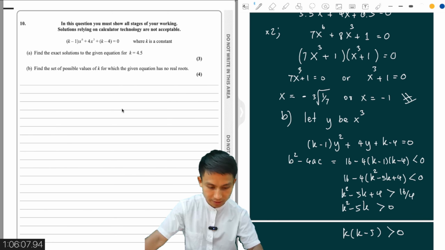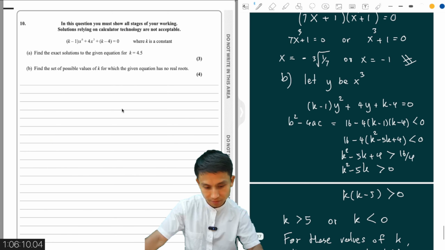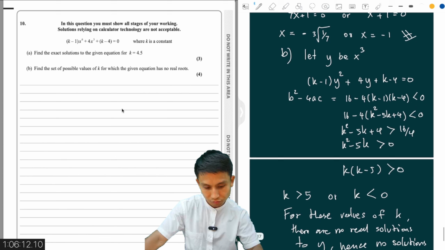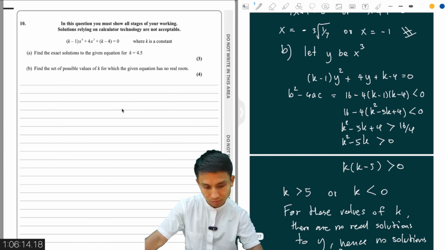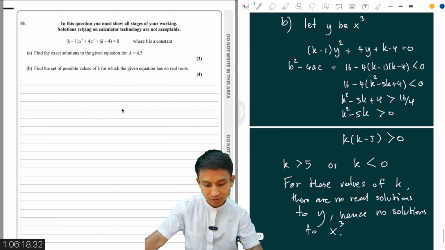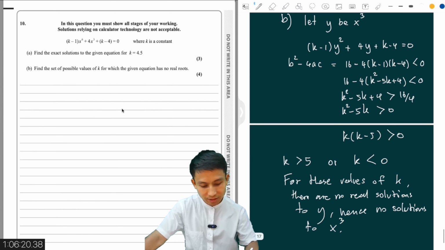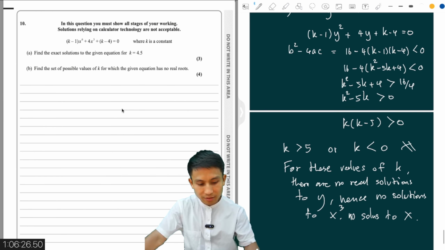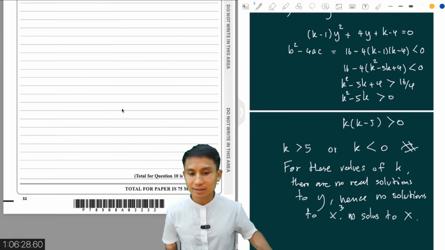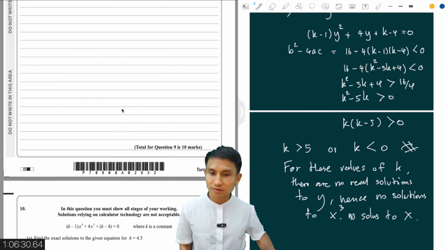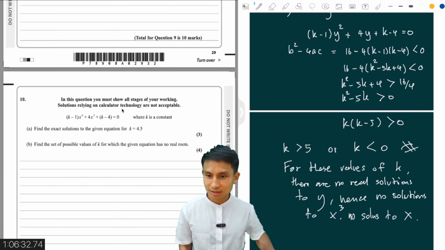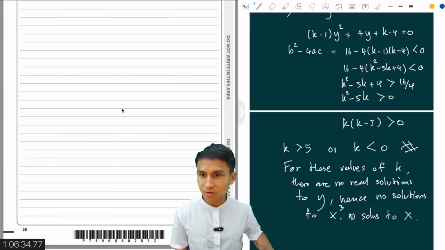That's probably it, though. So there's no solution to y. That's probably no solution to x cubed, and no solution to x. And that is the range. Yeah, I'm gonna go with that. So that's just my thorough walkthrough there, I hope.